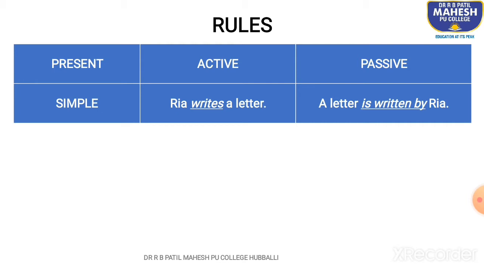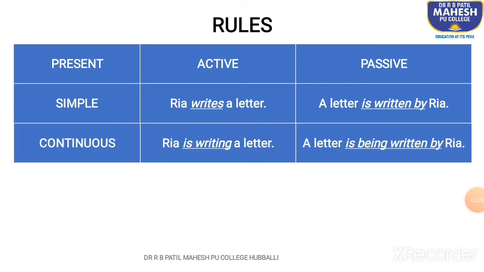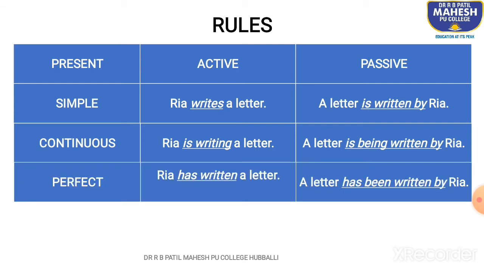Now, in the present tense, if it is a simple present, then active voice says Ria writes a letter, passive is a letter is written by Ria. Then continuous, Ria is writing a letter, passive becomes a letter is being written by Ria. Perfect, Ria has written a letter. In the passive, it becomes a letter has been written by Ria. With all these helping verbs, you should take a note that we are all the time using past participle.